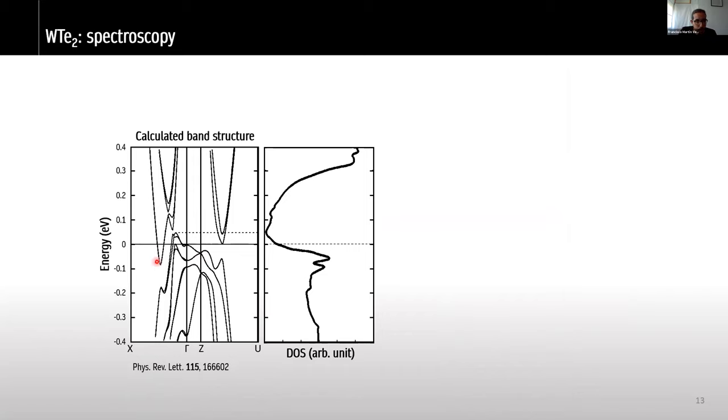Well, this is the calculated bulk band structure for this material with a couple of electron bands and a couple of hole bands along the gamma-X direction. And this is the expected density of states from such a band structure. As I introduced before, at very low temperatures, which is indeed our case, the tunneling conductance is proportional to the density of states of the sample.